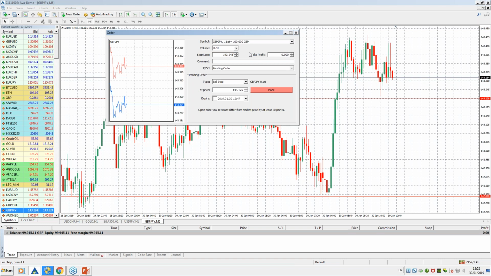143.245, okay, dot 245. All right, and then so what's the distance from my entry price, 143.17 about, to 143.24? Okay, that's approximately what, 7 pips. It's exactly 7 pips. Risk. That's my exposure. That's it. I'm risking only 7 pips exposure.